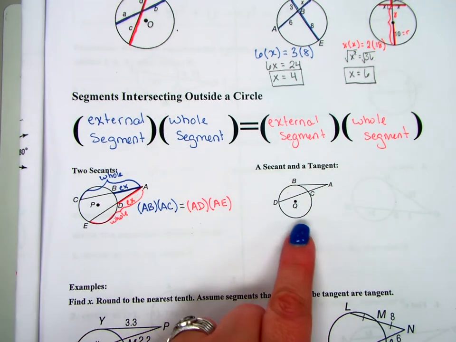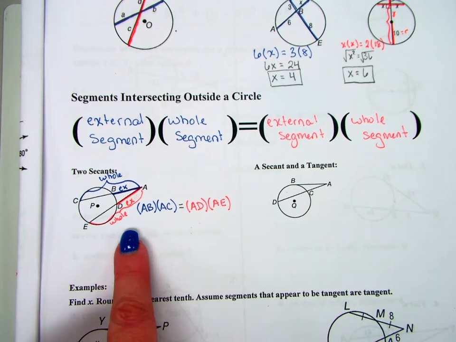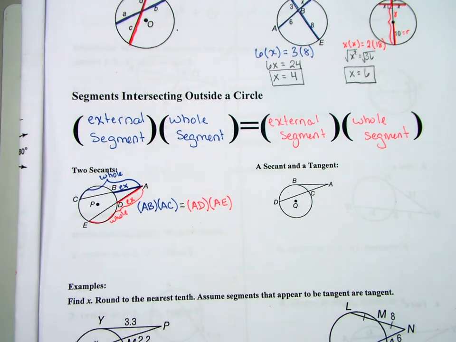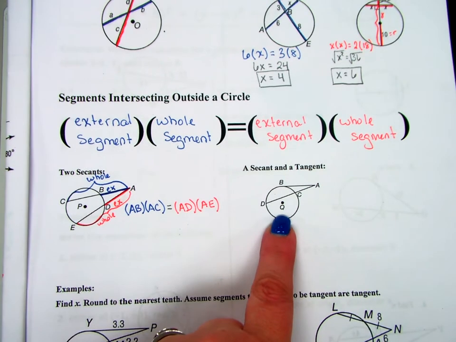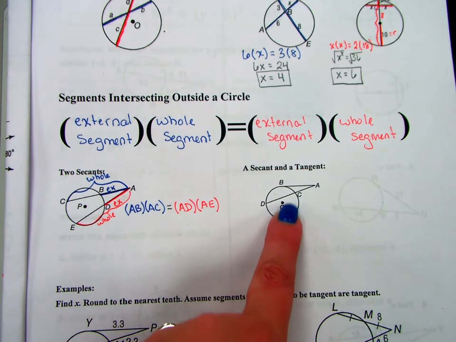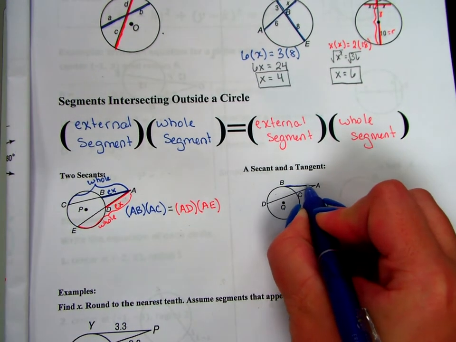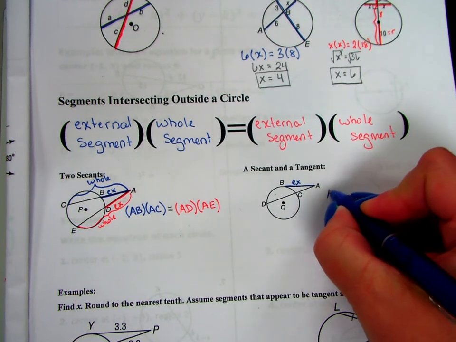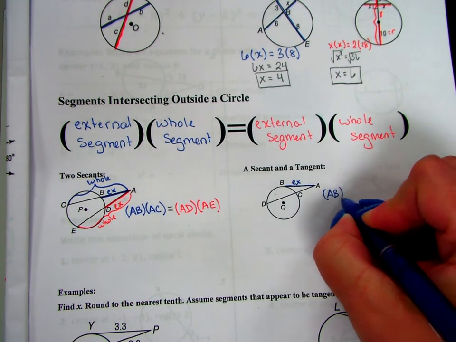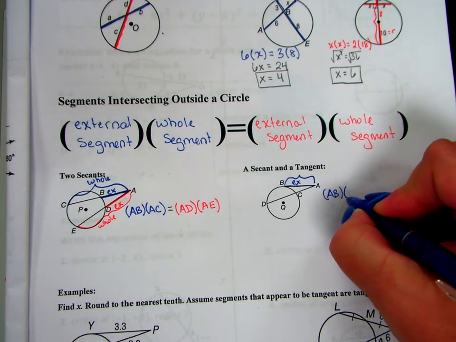If you have a secant and a tangent, so this is two secants, so it's real clear there's an external, there's a whole, and they're different things. When I have a secant and a tangent, the secant part is real easy, but let's talk about the tangent. When I look at this tangent, my external is AB. The whole thing is also AB.